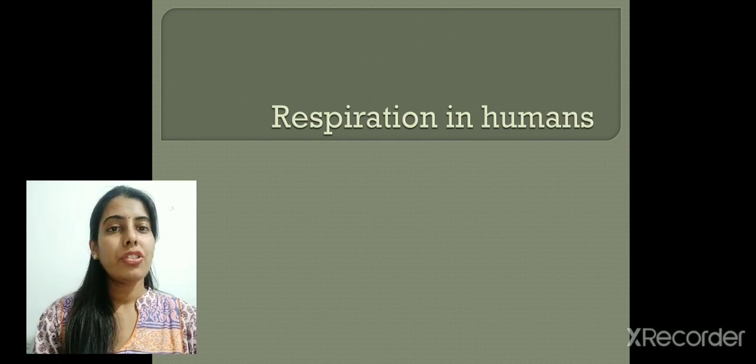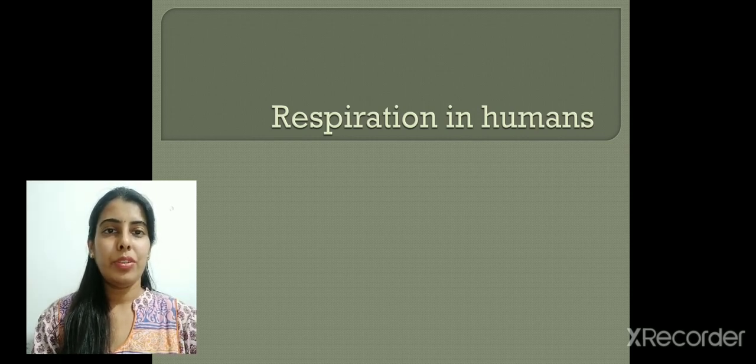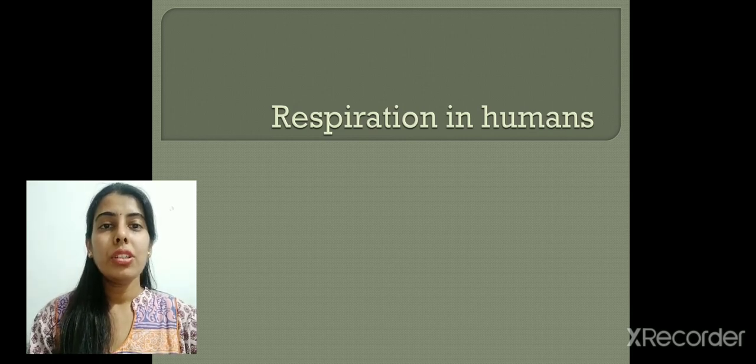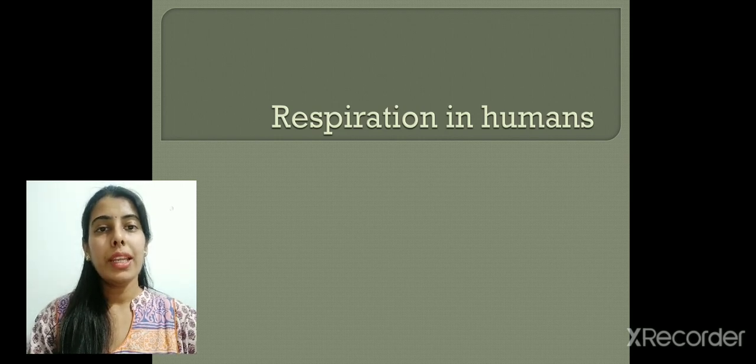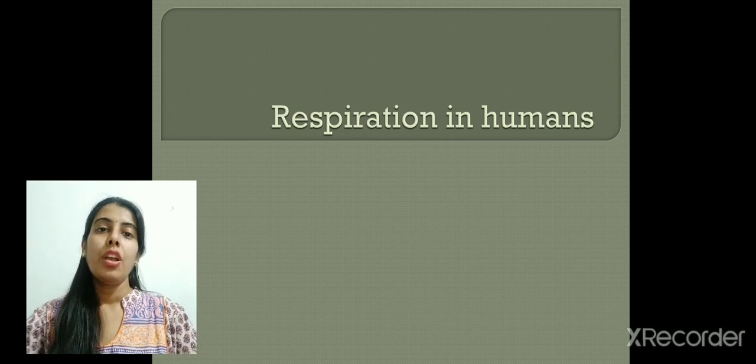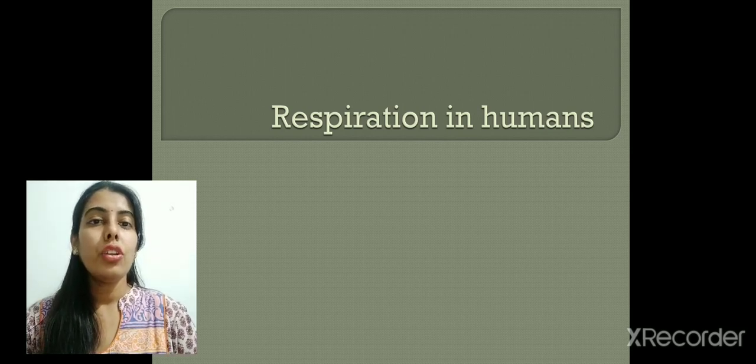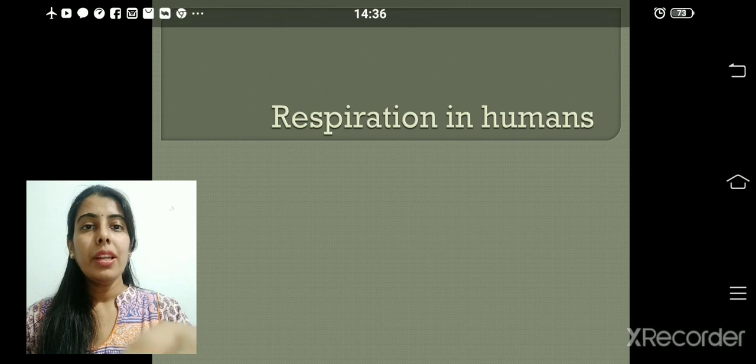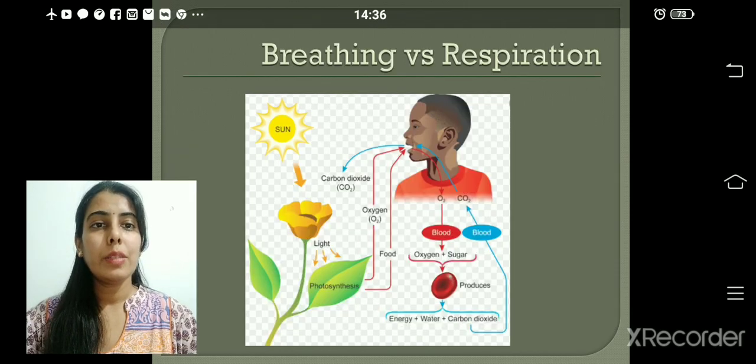In the previous session we learned about the term respiration, that is oxidation of food. When oxygen is inhaled, it combines with the food to release energy, carbon dioxide and water. So how does this process occur in the human body? There are different organs that help us in this process.